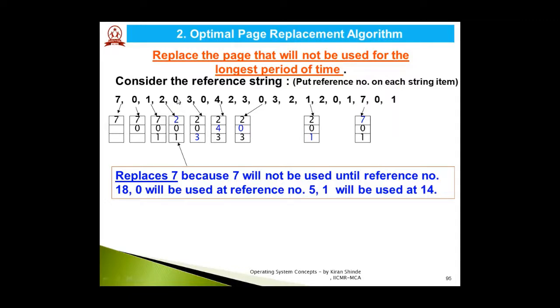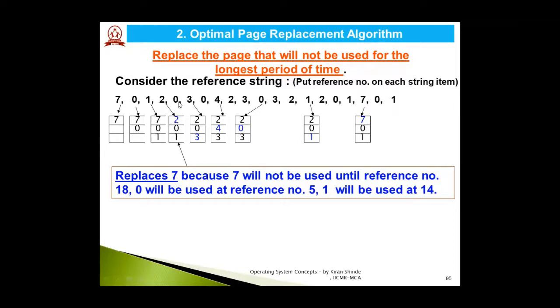So immediately you have come across 0. So 0 will be used immediately. Then if you scan further, after 0, you have to search for 7 or 1. If you see here, 1 is used here, and after 1, 7 is used. So if you compare out of 7, 0, and 1, which page will be used after the longest period of time? That is nothing but 7. So 7 will be the victim page and it will be replaced by 2. So now 2 has been brought into the memory.